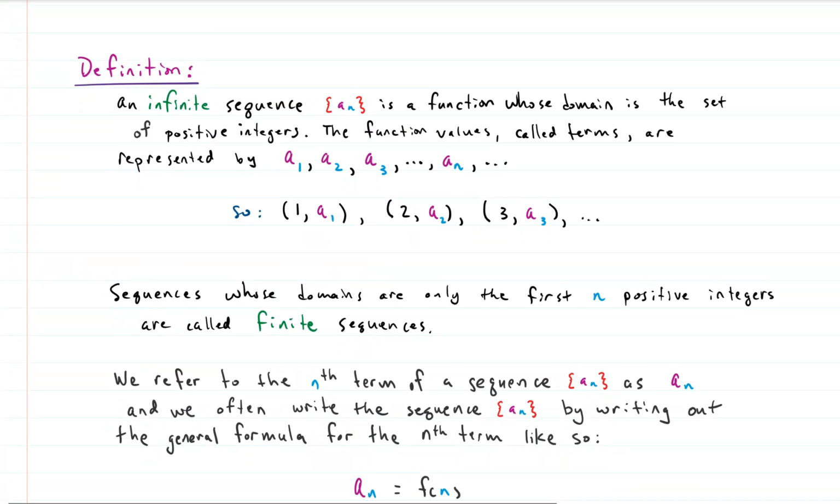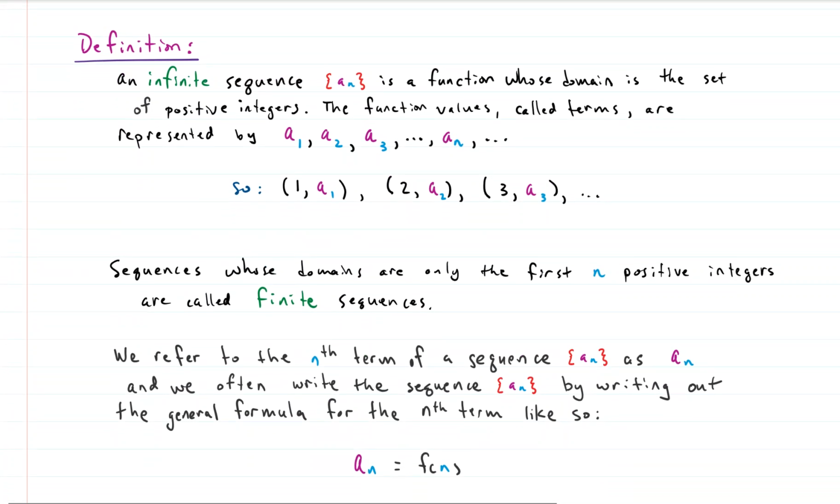Here's your official definition of a sequence. So an infinite sequence is written like so, with curly brackets, and then you have the name of the sequence. Here we call it a sub n, or a_n. A sub n is the general term, and we use that as shorthand to represent the entire sequence. And the fact that I have the curly brackets tells me it's a sequence.